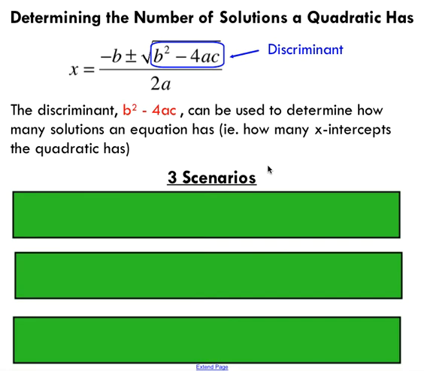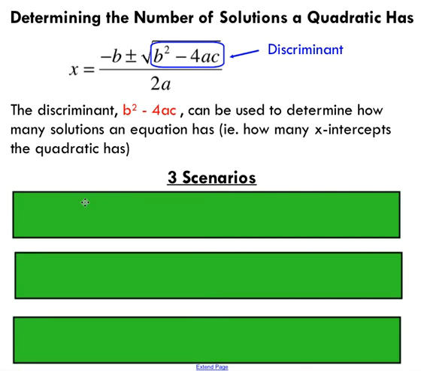So another quick thing I want to look at here is just determining the number of solutions a quadratic has. You can do this without actually solving the quadratic equation. We're going to do this by using this thing called the discriminant. This is a part of the quadratic formula. It refers to the terms underneath the square root sign, so the b squared minus 4ac. And you can use this to determine how many solutions a quadratic equation has, or how many x-intercepts a quadratic has.